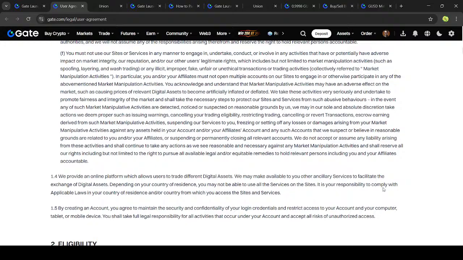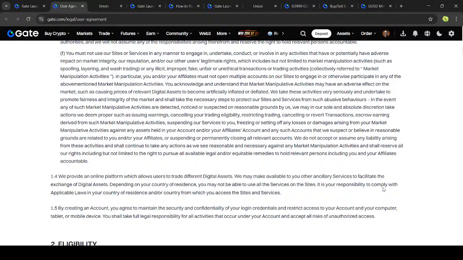take any action we deem appropriate, including issuing a warning, cancelling your trading eligibility, restricting trading, confiscating rewards or earnings from transactions of these sorts of market manipulative activities, suspending our service, freezing or setting off any losses and demands arising from your market manipulative activity against any assets held in your account, your affiliates' accounts and any other accounts that we suspect or believe are responsible, and suspending or permanently closing all relevant accounts.